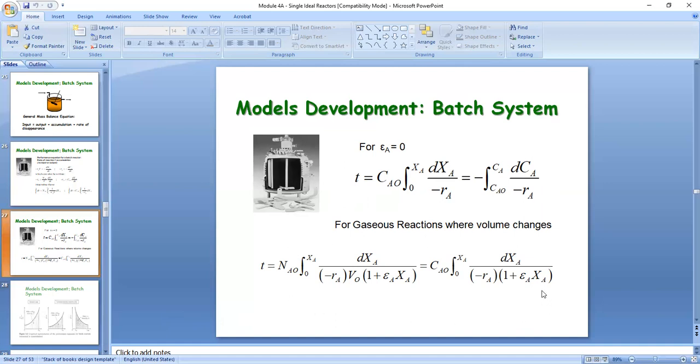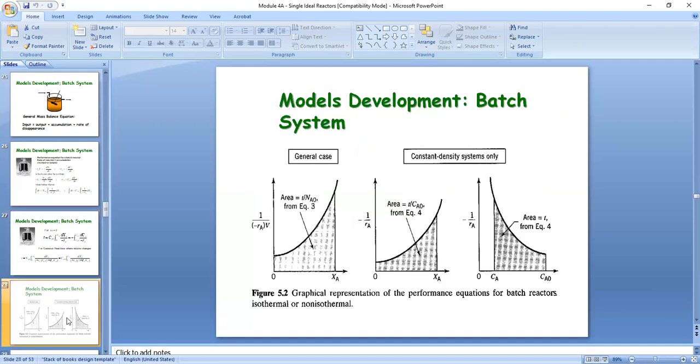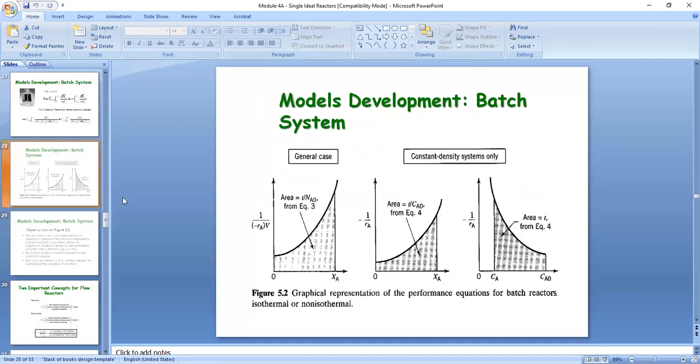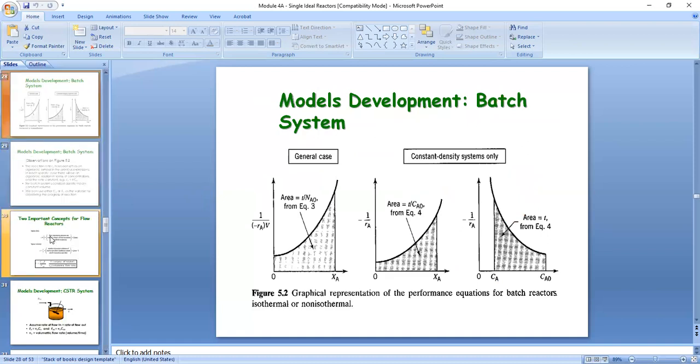Okay? So as to which of the two sets of performance equation you will use, that would depend on the condition that is specified in the problem. That's for our batch system. Now then, students are encouraged to understand the graphical implication of the performance equation for the batch reactor.